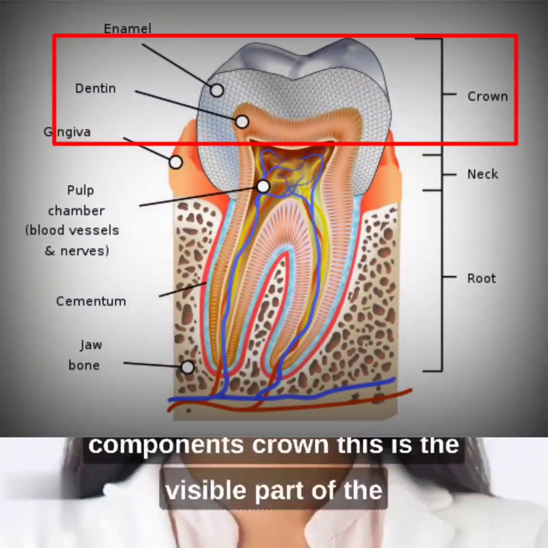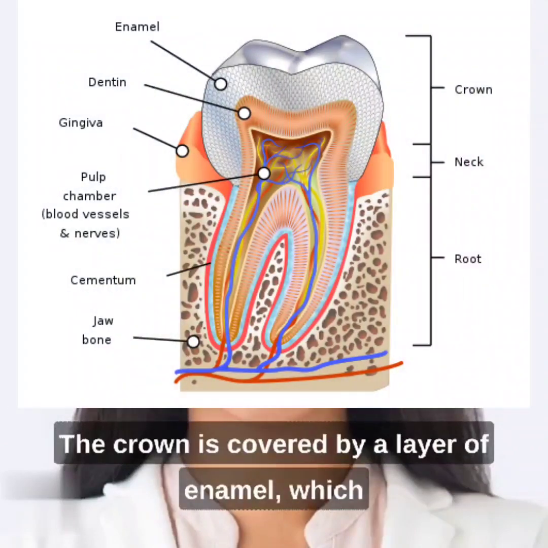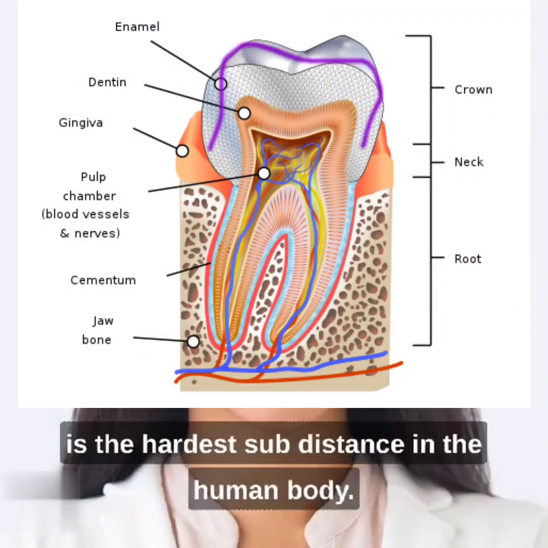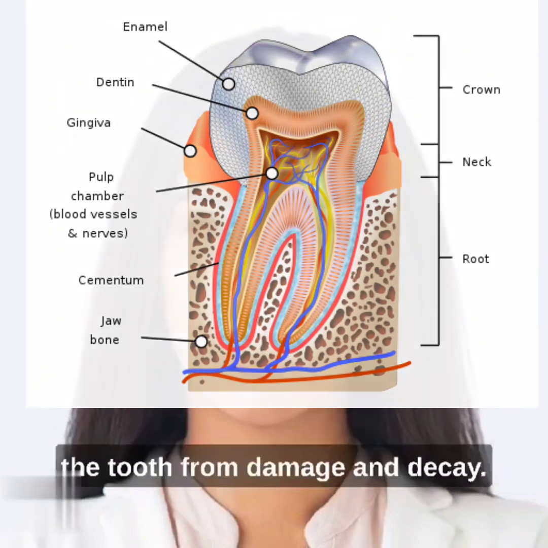Crown. This is the visible part of the tooth that extends above the gum line. The crown is covered by a layer of enamel, which is the hardest substance in the human body. Enamel protects the underlying layers of the tooth from damage and decay.